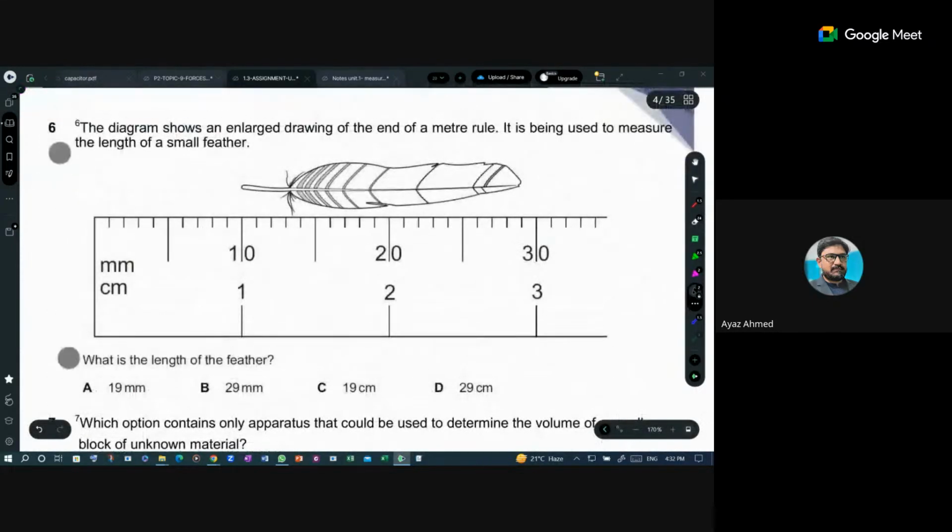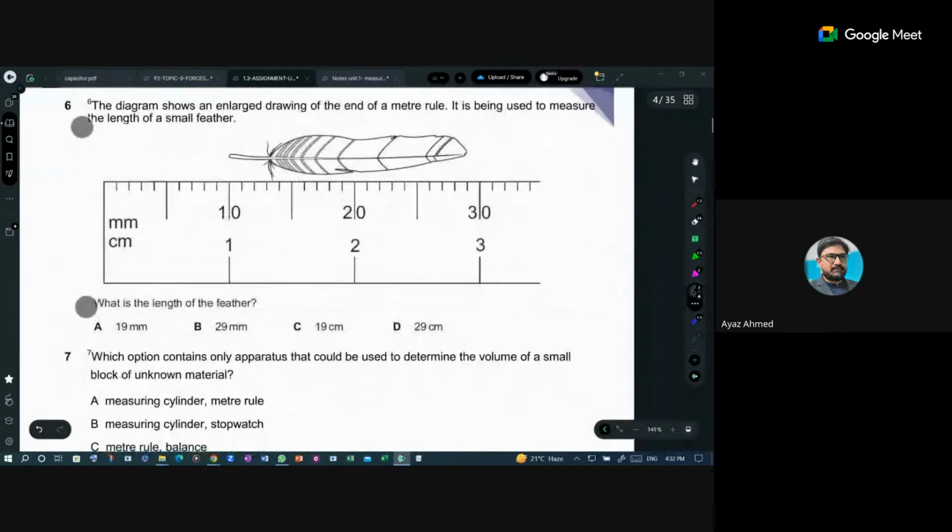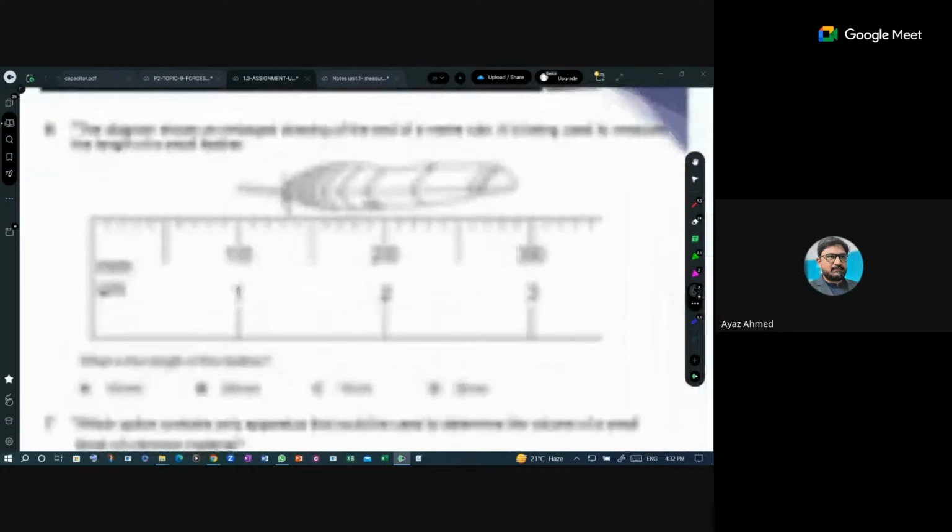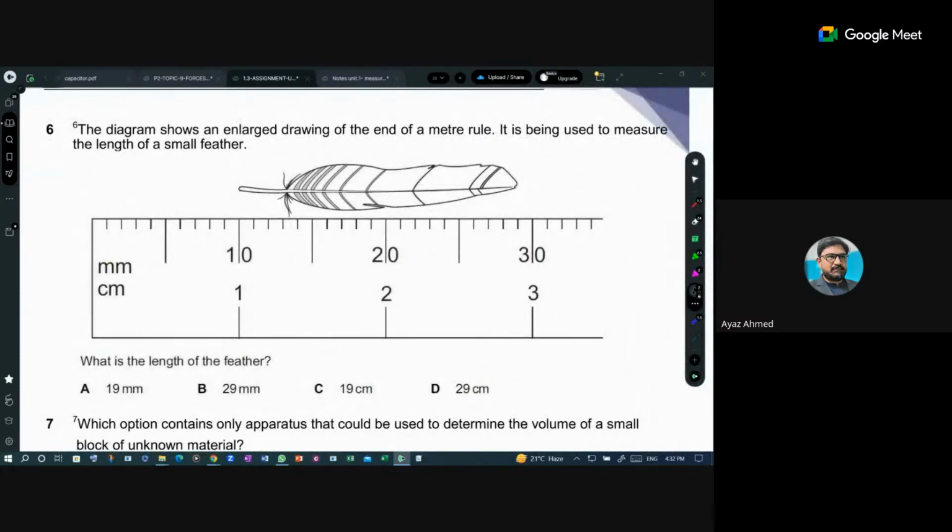Let's talk about this measurement. This is another question, and in this question you have a feather, and its length is being measured. The diagram shows an enlarged drawing of the end of a meter rule. It is being used to measure the length of a small feather. What is the length of the feather?